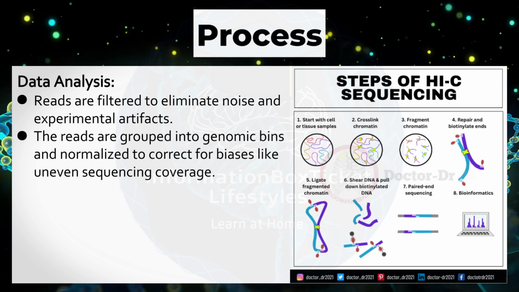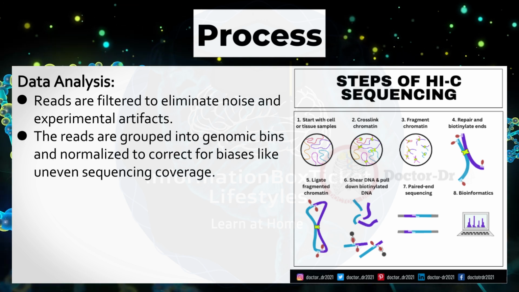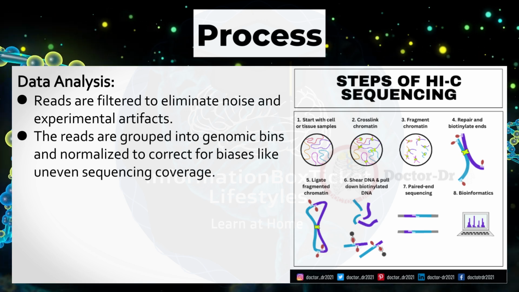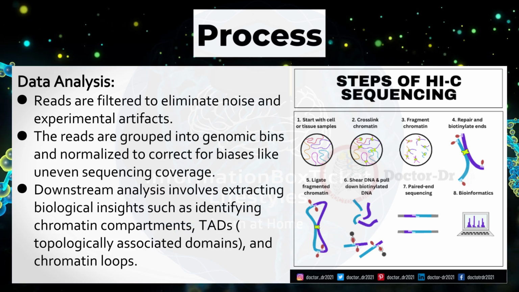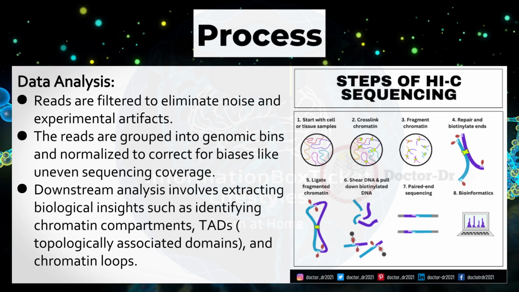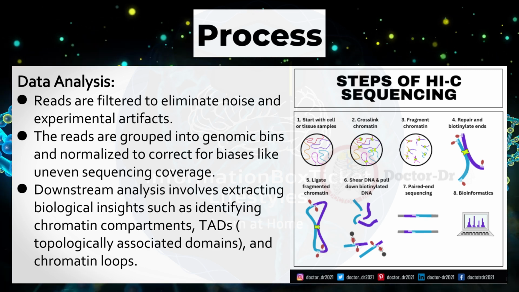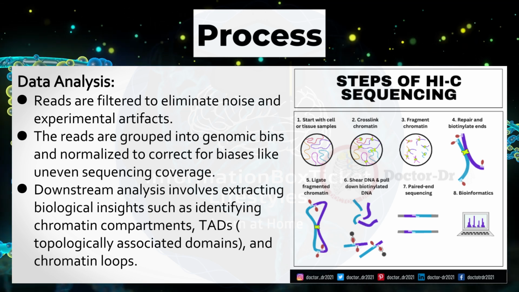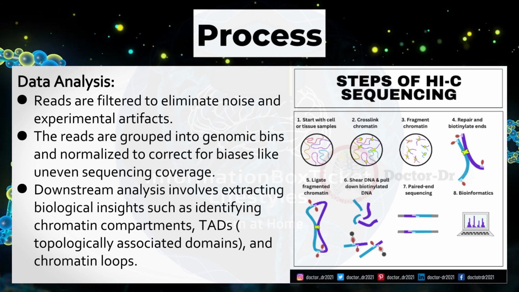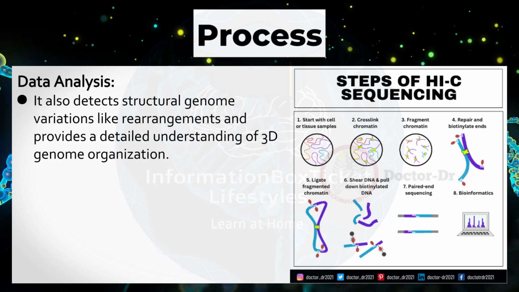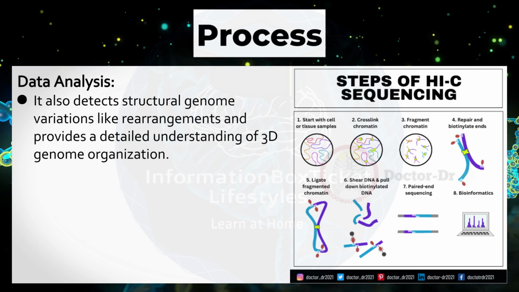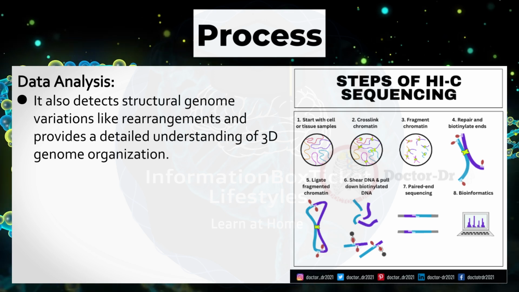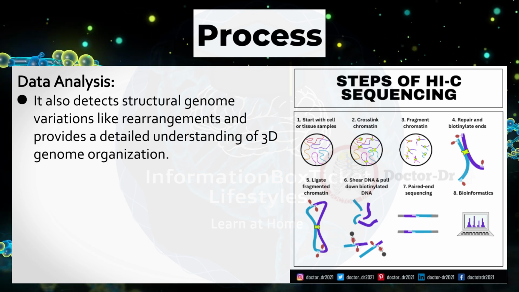The reads are grouped into genomic bins and normalized to correct for biases like uneven sequencing coverage. Downstream analysis involves extracting biological insights, such as identifying chromatin compartments, TADs, topologically associated domains, and chromatin loops. It also detects structural genome variations like rearrangements and provides a detailed understanding of 3D genome organization.